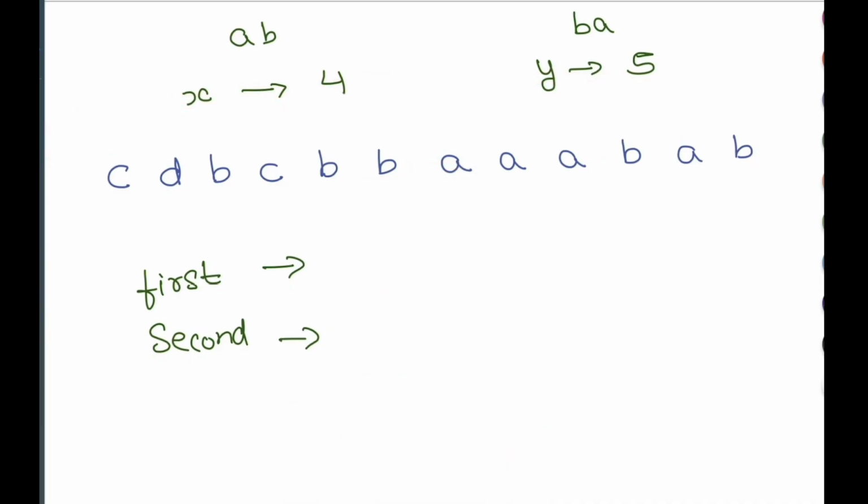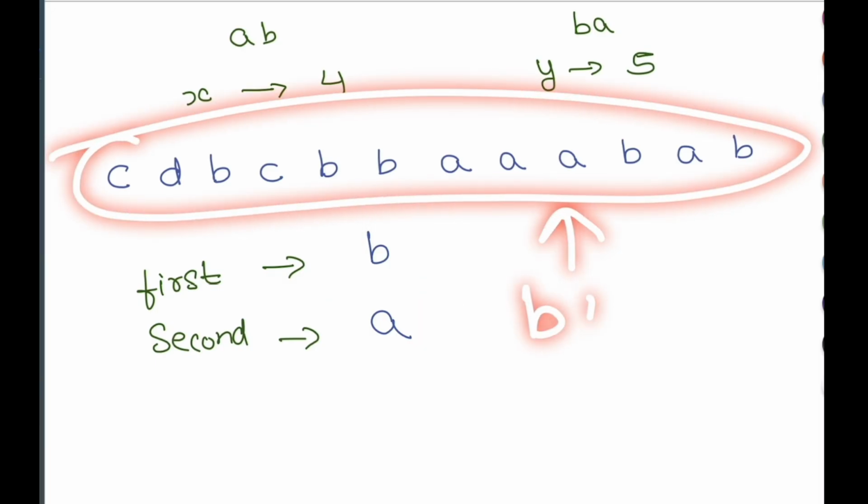So first there can be a condition check on whether the value of Y is more than X or less than X. Since it is more than X, we will say the first character is B, the second character is A. As of now, we are trying to remove BA. I am looking for all the substrings in this string which are BA, right?